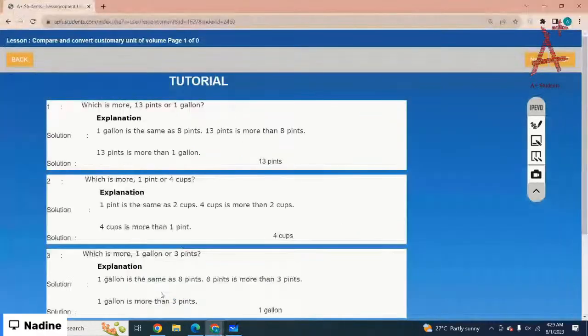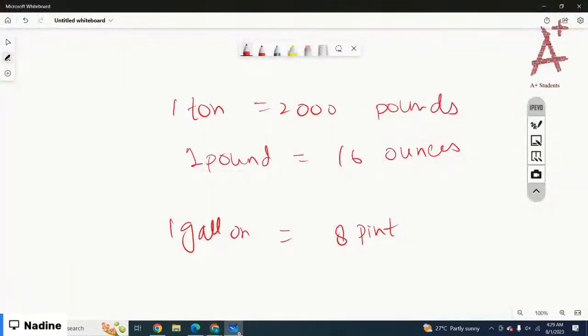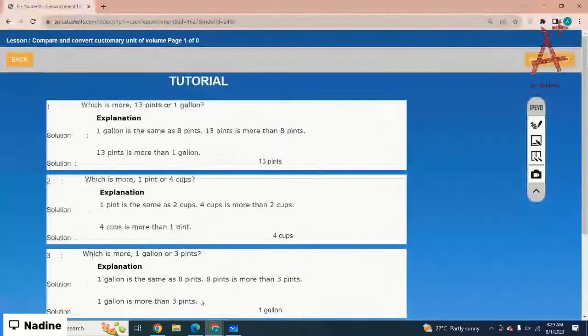Okay, which is more, 1 pint or 4 cups? 1 pint equals 2 cups. Okay, which is more, 1 gallon or 3 pints? Obviously 1 gallon, because in 1 gallon we have 8 pints.